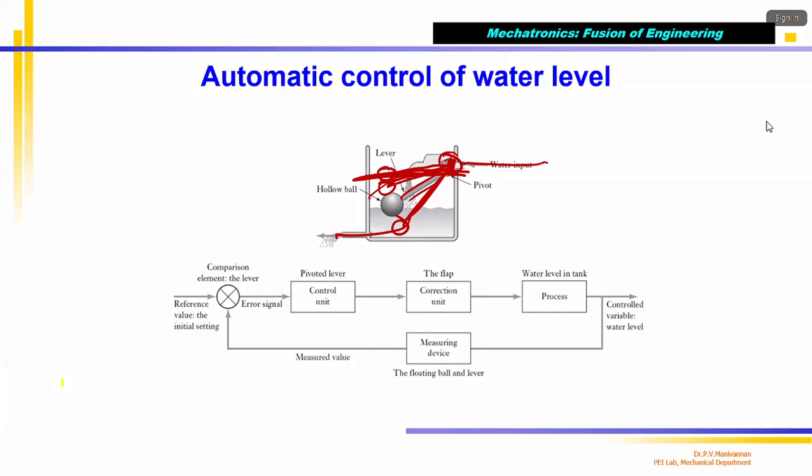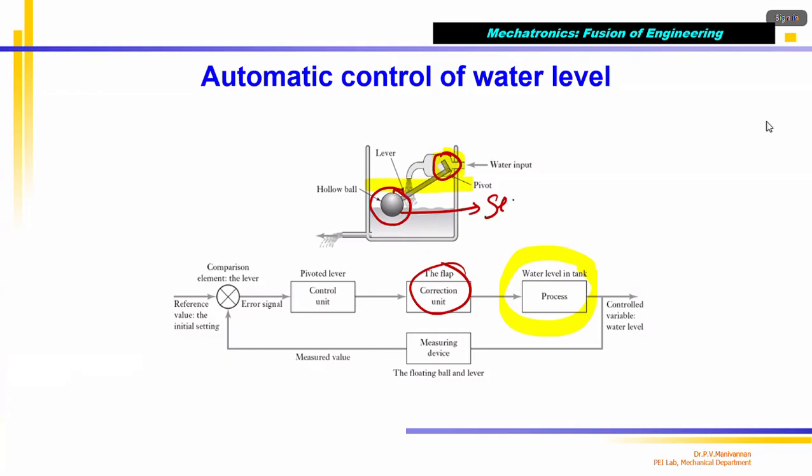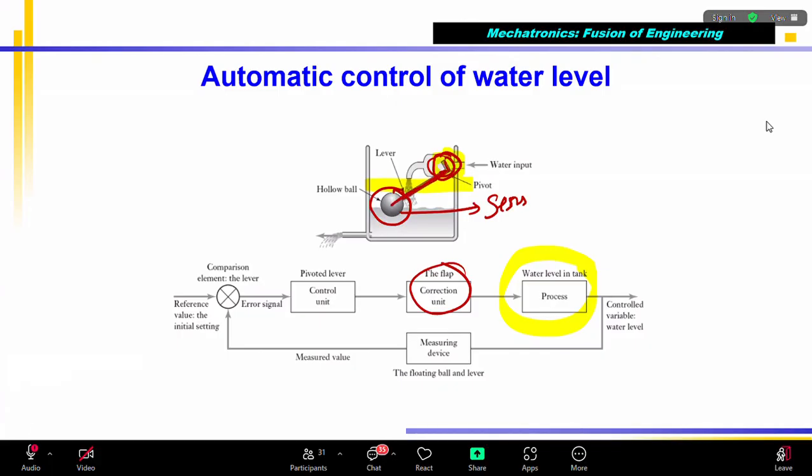So the automatic level, you can see here. This is the water level. The whole idea is maintaining the water level up to this. Correct. So when the water level goes down, the valve is open. The correction unit is nothing but this valve. This is the correction unit. Correct. This is the valve. The valve is controlled by a sensor. Who is the sensor? This ball is the water level sensor. This is the sensor. This is the actuator. The lever with this one, the valve, is called the actuator.